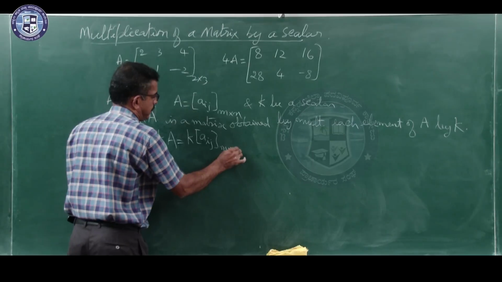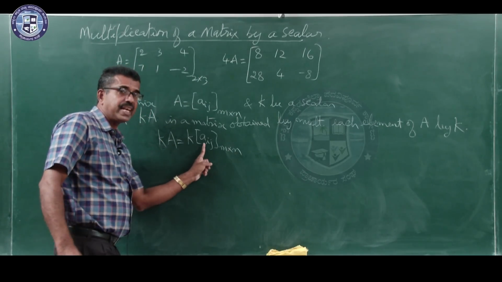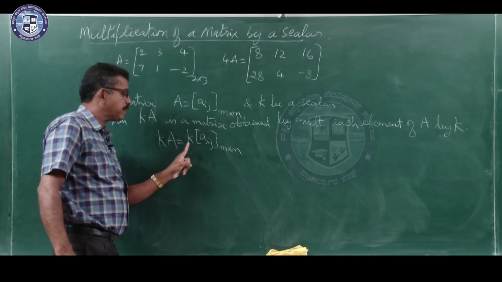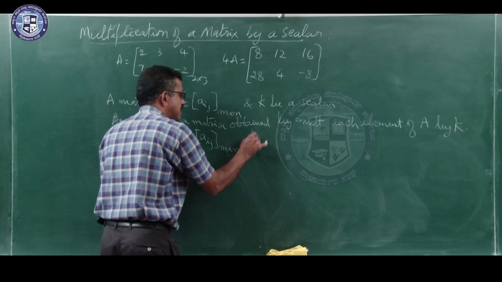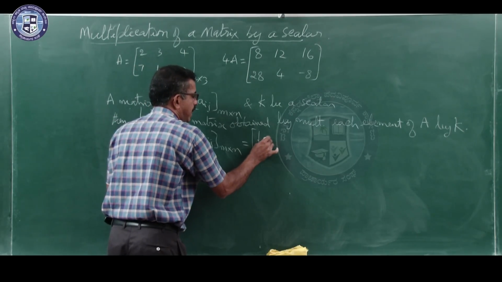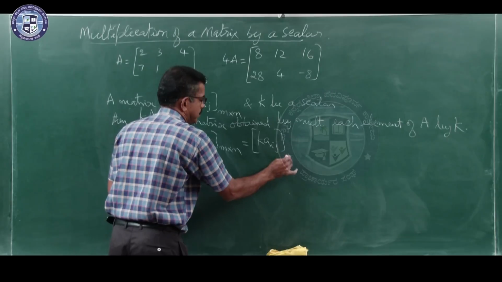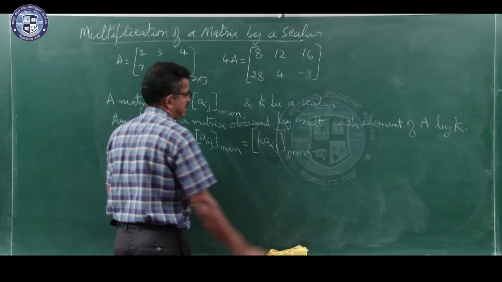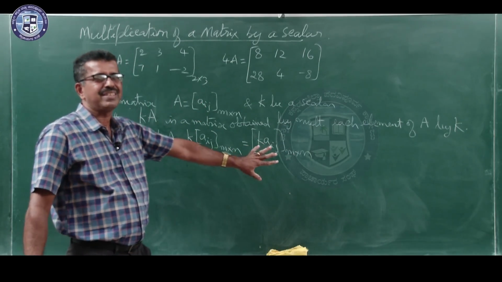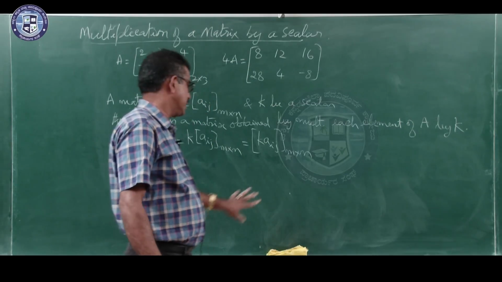Order M cross N. That means each element of a matrix must be multiplied by K. Therefore, I can even write this as a matrix with K Aij, order m cross n. Have you understood? This is the general way of writing it.